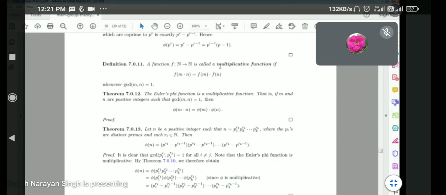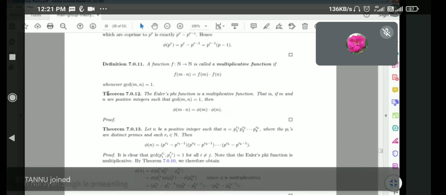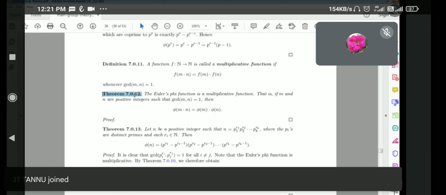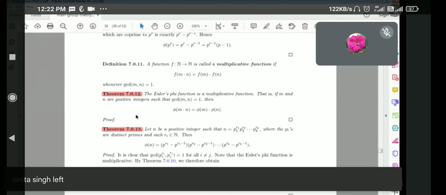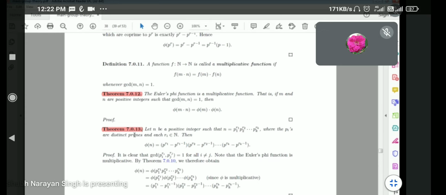And using this result, theorem 7.0.12, we observe the general result quoted as theorem 7.0.13, which says that if n is a product of several primes, like n equal to p1 power r1, p2 power r2, and so on up to pk power rk, then using this method you can compute the Euler phi function of that n.